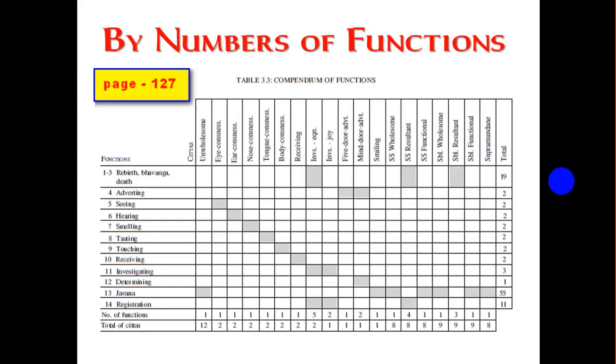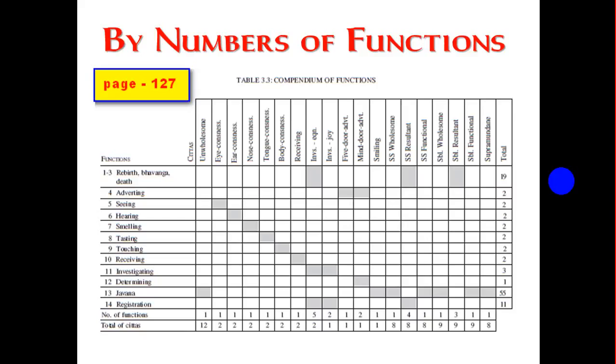So among the 11, two types of investigating consciousness accompanied by equanimity. Can you see my pointing? Clear, right? Okay, it will be better. Two types of investigating consciousness accompanied by equanimity perform here rebirth linking, life continuum, death, investigating, and registration, right? So altogether 5 functions, right?